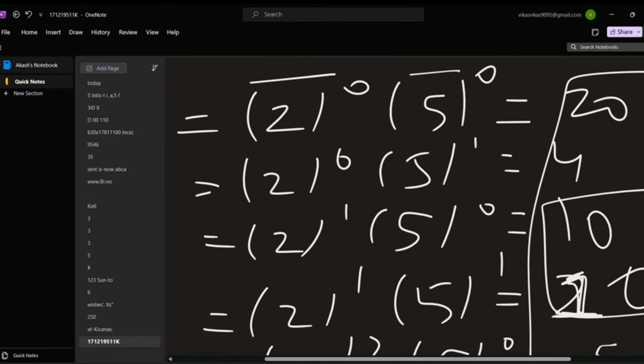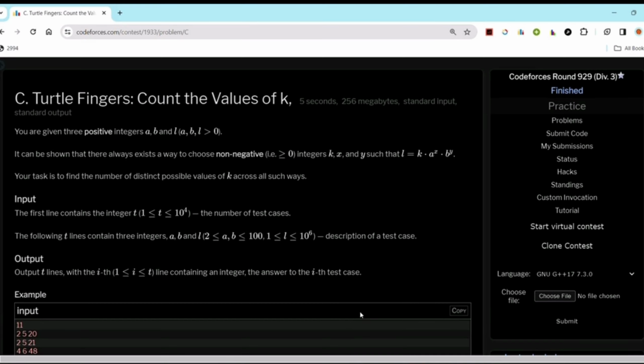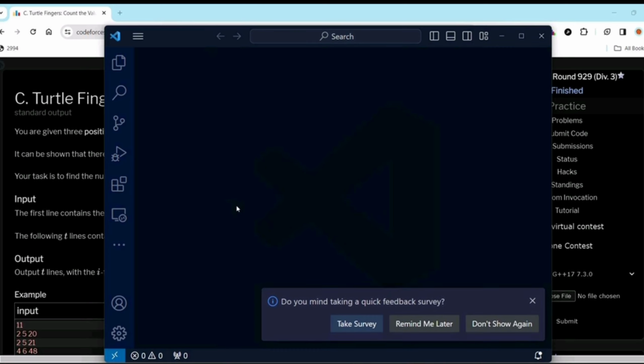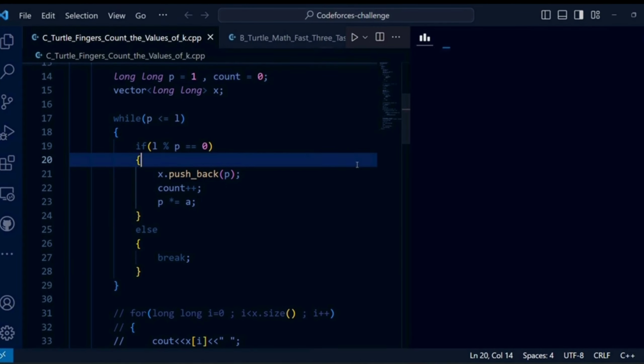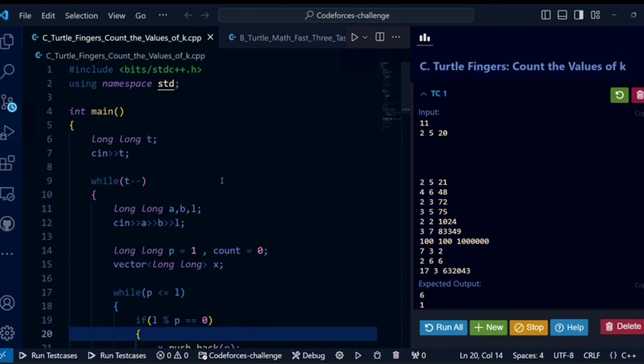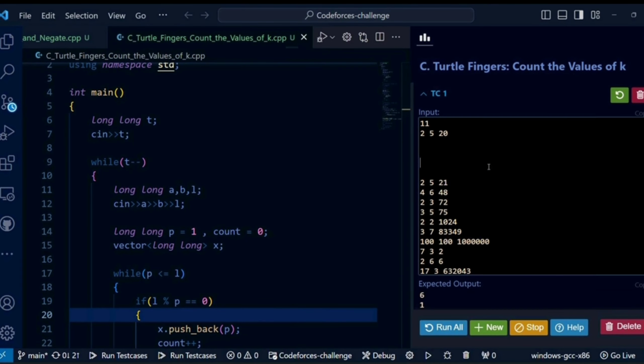Let me show you the code. If you got the problem, then try it by yourself. If you still haven't got the problem, then you can check the code as well. So this is the code of the problem, and how I approached the problem.